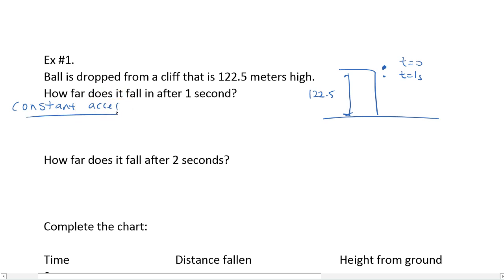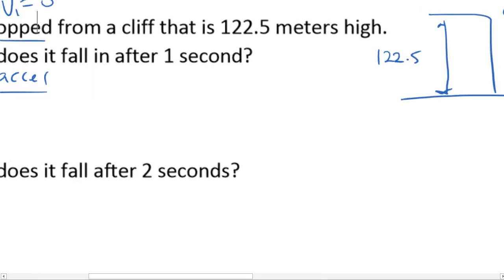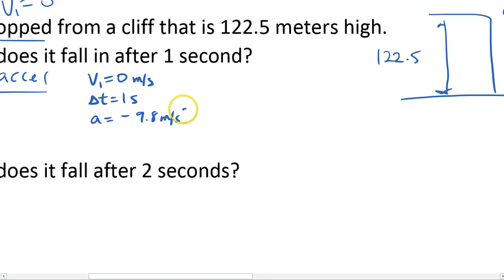So let's consider all the things we know. When I see the word dropped, I realize then that V1 is equal to 0. So that's the first thing I know. V1 is equal to 0. I know that the ball drops for 1 second. I know that the acceleration is equal to negative 9.8 meters per second squared, and I want to know how far does it fall. So in other words, what is delta D? I don't know at this point what the final velocity is, so the one that I don't know is V2.